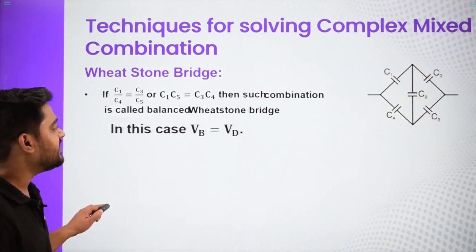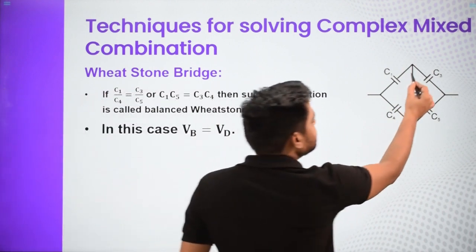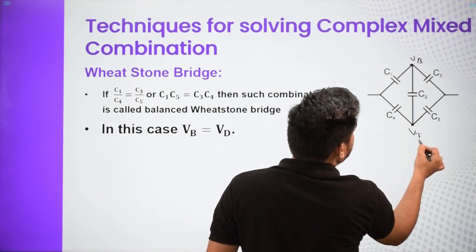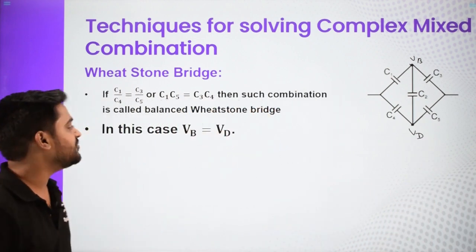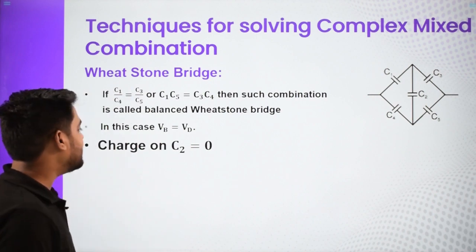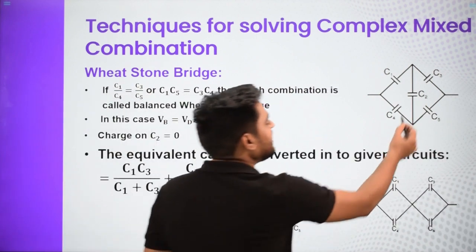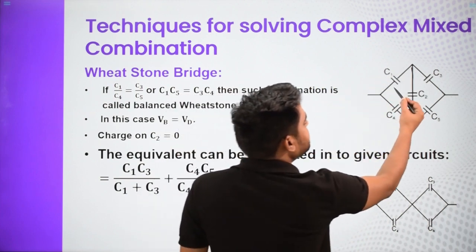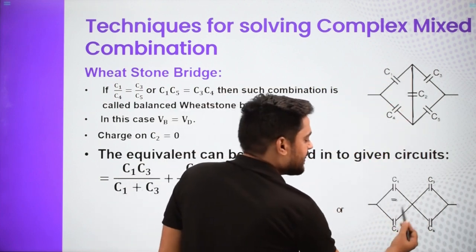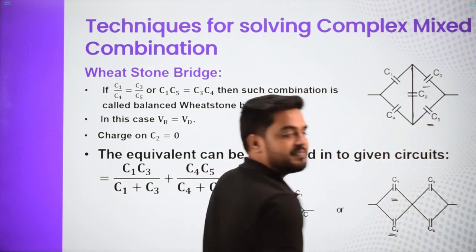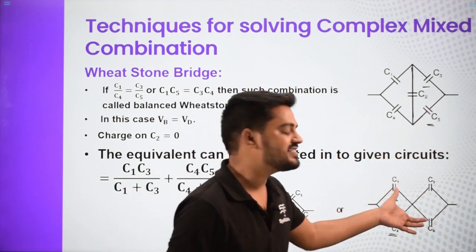So we say that VB and VD are the same. This is my VB and this is my VD. If these two potentials are the same, then there is not going to be any charge on this middle capacitor, and eventually we can simply make it a single wire. So one option is to make it a wire. Then these two capacitors will be in parallel, and the rest of these two, C3 and C5, will again be in parallel. So you can simply solve this circuit.